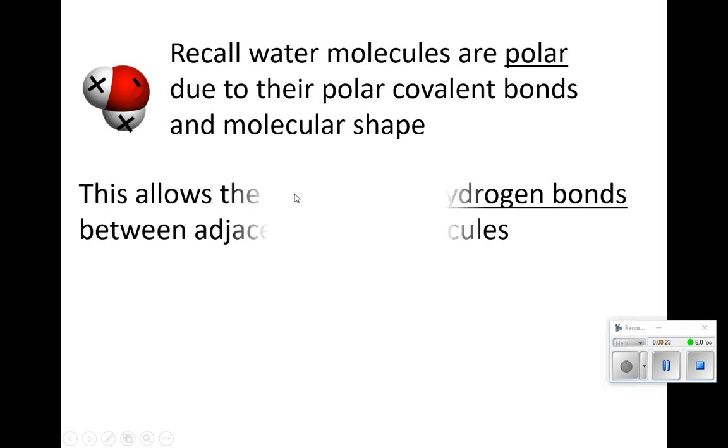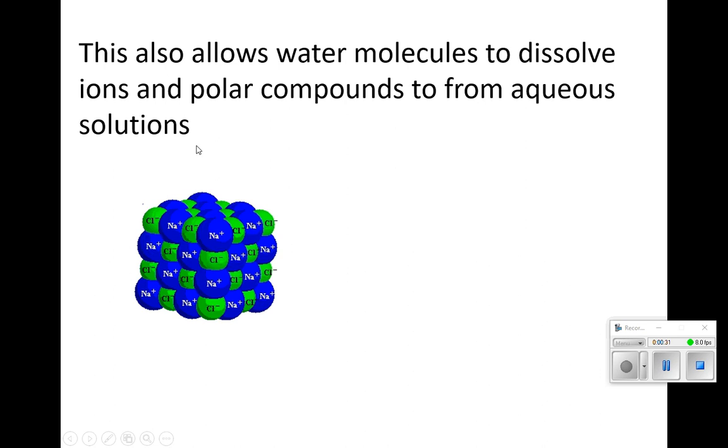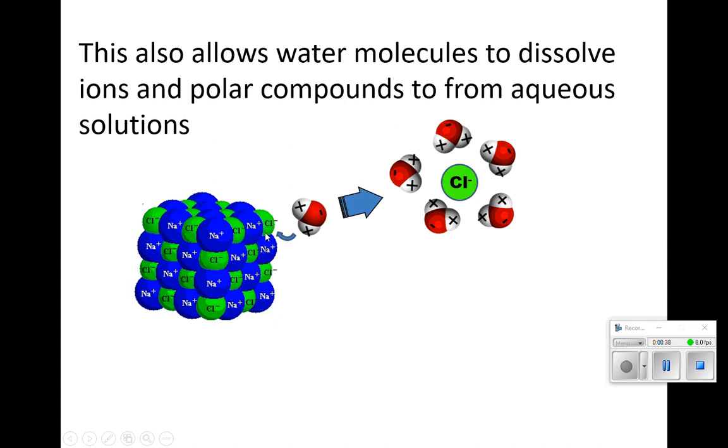And because of this polarity, the molecules can form hydrogen bonds between each other. They can also interact with ionic compounds and polar compounds to form solutions. So what can happen here is we can have a water molecule coming in, and it can overcome some of the ionic bonds that are found between sodium and chlorine. When it comes in here, it displaces, or dissociates, we say, this chlorine ion, and water molecules quickly surround it. And these ions can then move around within the solution.